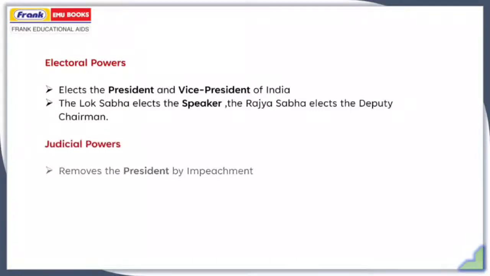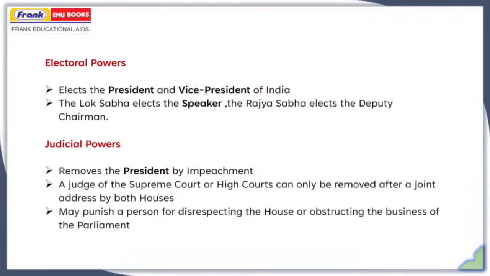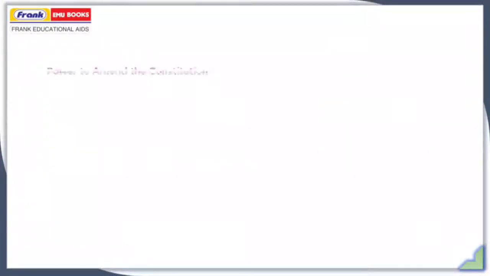Judicial powers. It can remove the President by impeachment. A judge of the Supreme Court or High Court can only be removed after a joint address by both houses. It may punish a person for disrespecting the House or obstructing the business of the Parliament. Power to amend the Constitution. It is one of the most important powers, because through this way, the Indian Constitution can be amended.